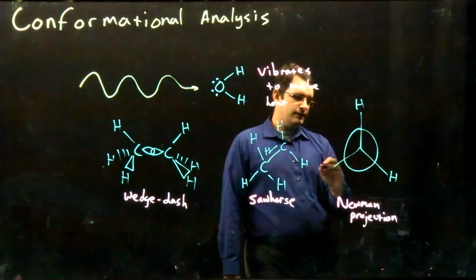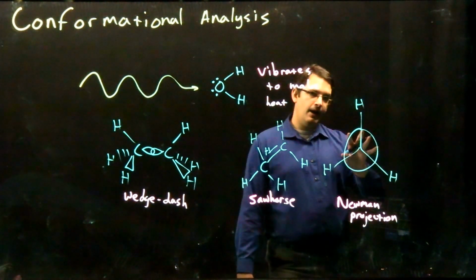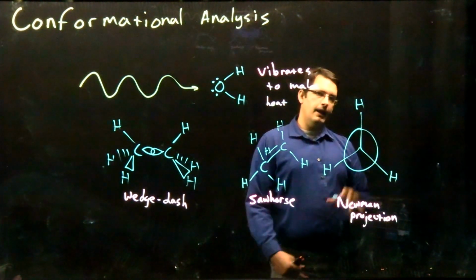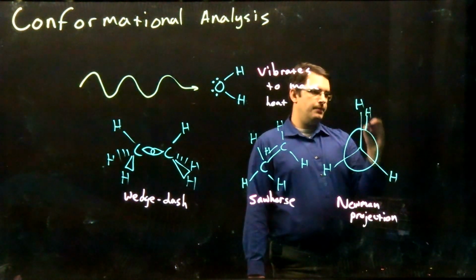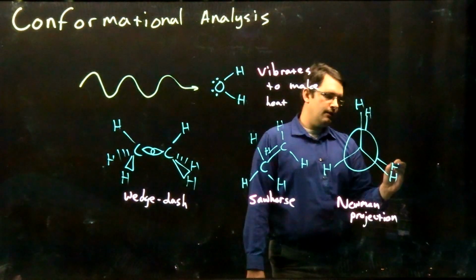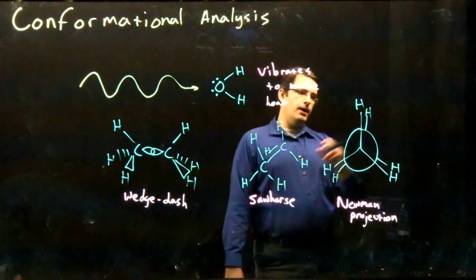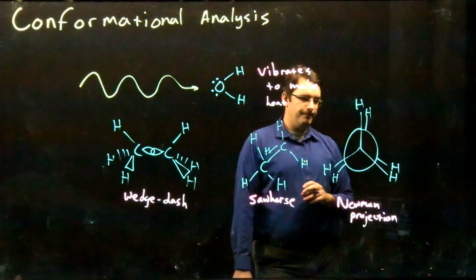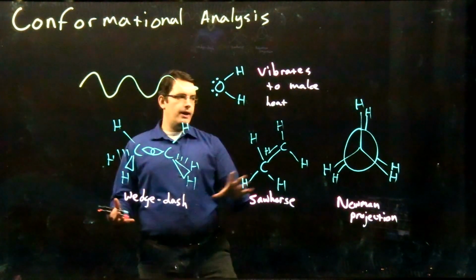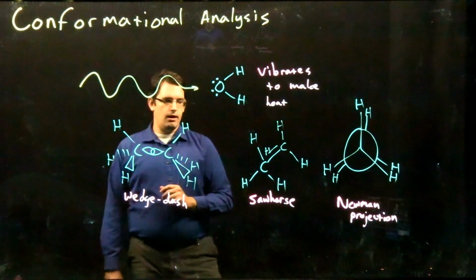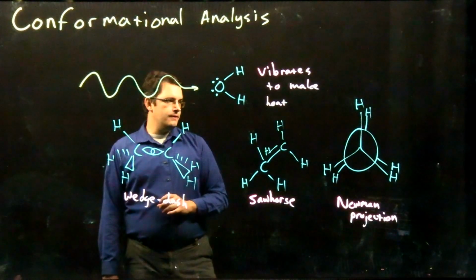So these three hydrogens are all connected to my carbon in the front. My carbon in the back is kind of hiding behind this circle that's representing those overlapping carbons. So I'm going to show my hydrogens kind of peeking out from behind this circle since they're bonded to that back carbon.